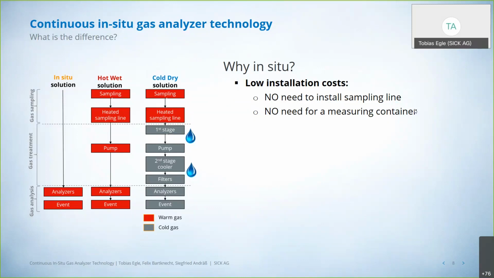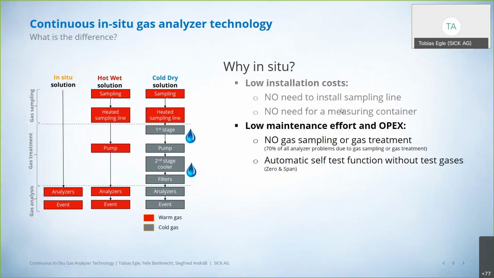So with the in-situ technology, you're really measuring directly inside the process itself. What does that mean for you as plant maintenance team or as project manager? You have low installation costs due to no installation of the gas sampling line. You don't need a gas container or treatment at all. In addition, you have low maintenance efforts and OPEX due to having no sampling and gas treatment, because about 70% of all analyzer issues are in the area of the gas treatment and the gas sampling.